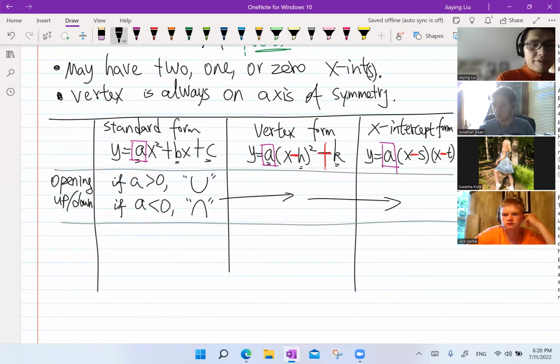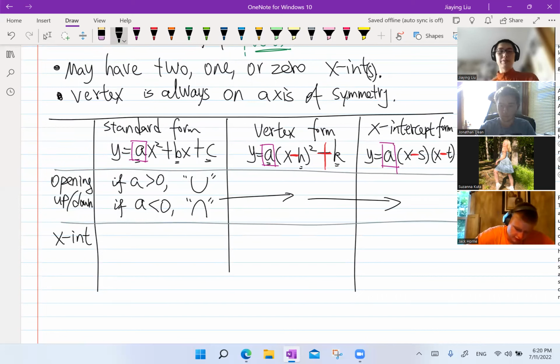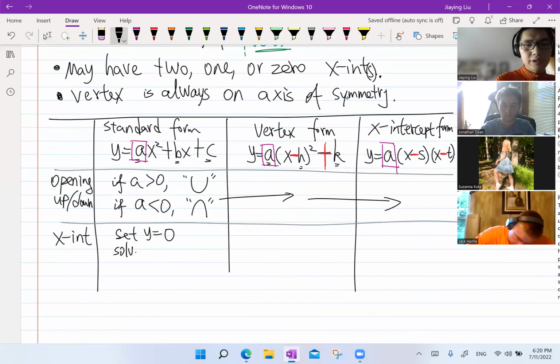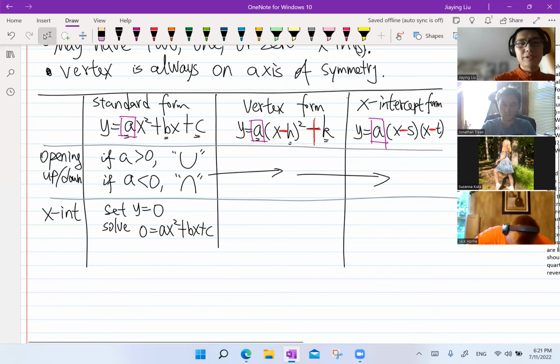And the next thing I have is to find x-intercept. So if we want to find x-intercept with the lines, we know we set y equals 0, right? Same thing here. If we want to find x-intercept in the standard form, we're going to set y equals 0. And then we're going to have to solve 0 equals ax squared plus bx plus c. And we might have to use the quadratic formula. We might have to factor, whichever works, as long as we can get the two x values. So that's how we find x-intercept.